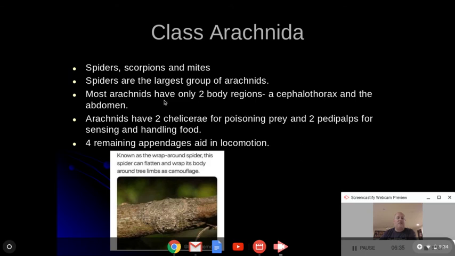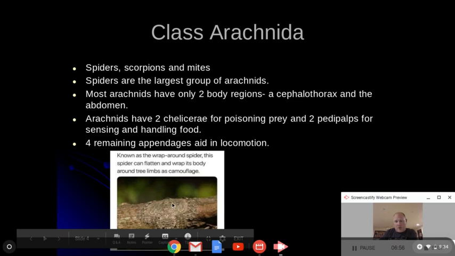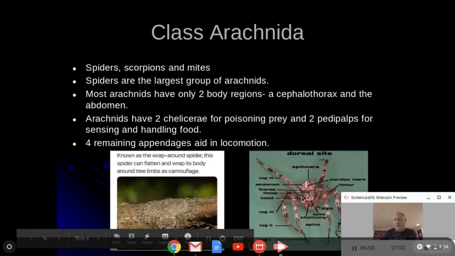Just nasty, nasty structures. So the arachnids: spiders, scorpions, and mites. Spiders being the largest group of arachnids in this little subgroup here. Most of the arachnids are going to have two body regions. You have a cephalothorax, a head and thorax region, with an abdomen. If you look at the structure here, this might be the head region, and that would be the abdomen there. On the next picture, the abdomen is much larger on the back end, and then you've got the cephalothorax region right here.